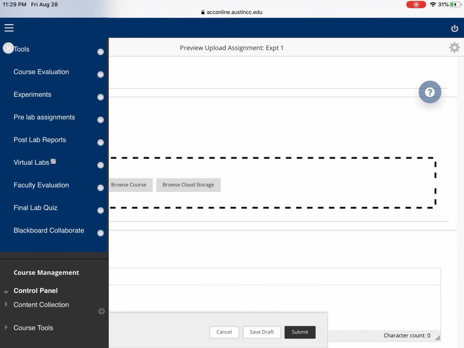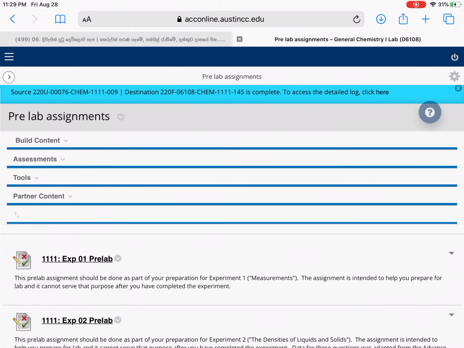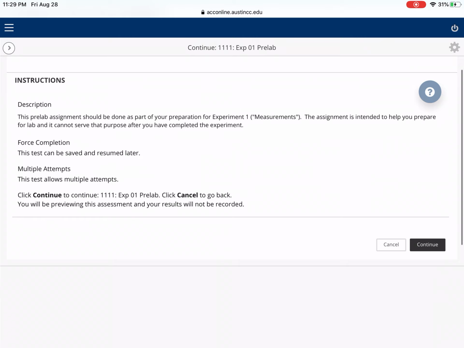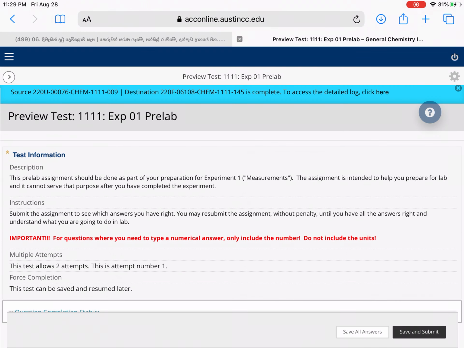And then for your pre-lab assignments, you go to this link, pre-lab assignments, and you will see experiment 1 pre-lab. You click that, and then it will show you the questions in it.